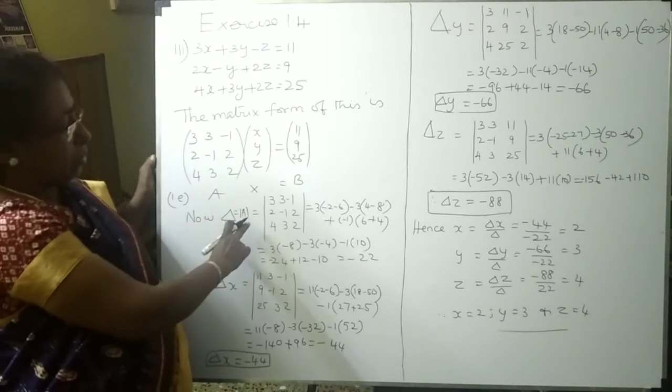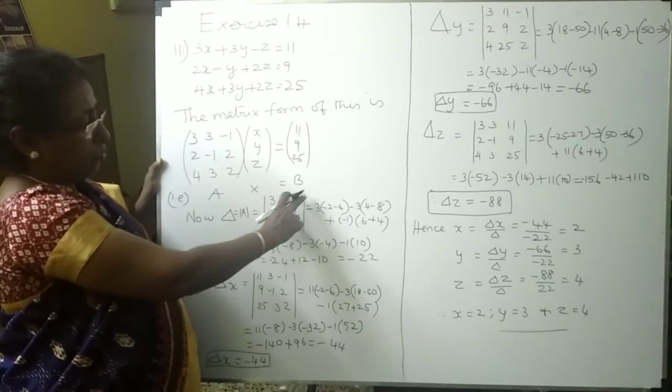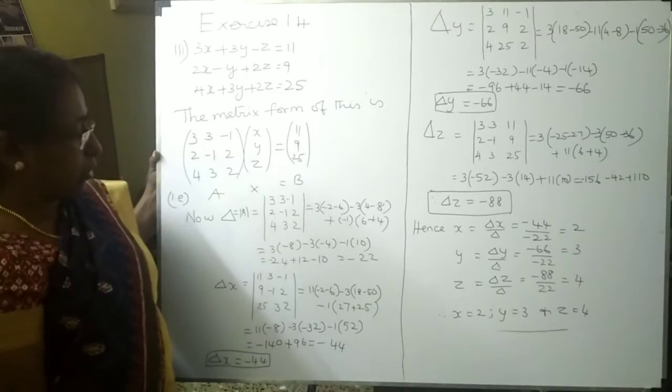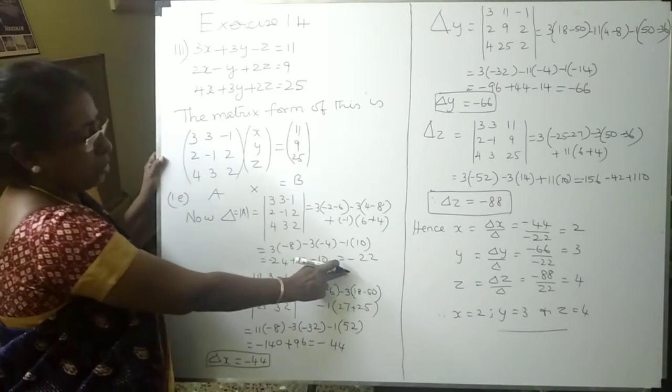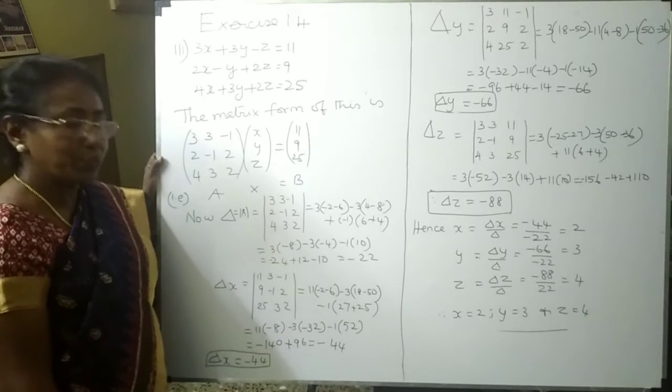So delta is equal to determinant A. Find out the determinant value of this 3 by 3 determinant. So you simplify, you get this value to be minus 22.